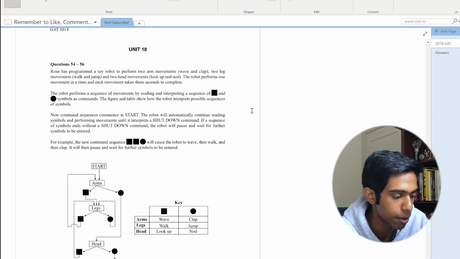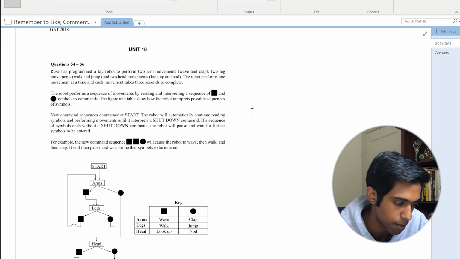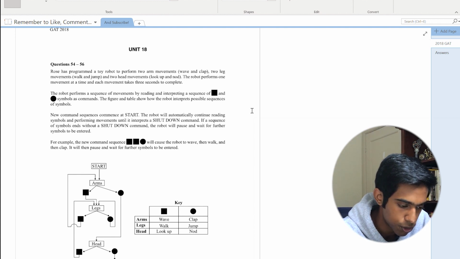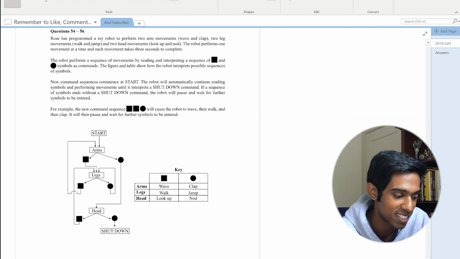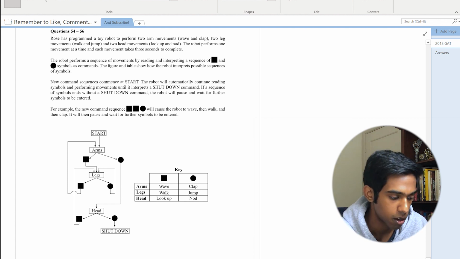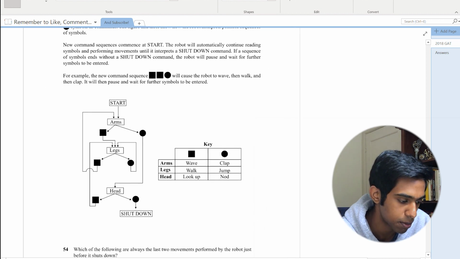Okay, so the robot performs a sequence of movements by reading and interpreting a sequence of square and circle symbols as commands. The figure and table show how the robot interprets possible sequences of symbols. The new command sequences commence at start. The robot will continue reading and performing movements until it interprets a shutdown. If a sequence of symbols ends without a shutdown, the robot will pause and wait for further symbols to be entered. For example, the new command sequence will cause the robot to wave, then walk, then clap. It will then pause and wait for further symbols to be entered.